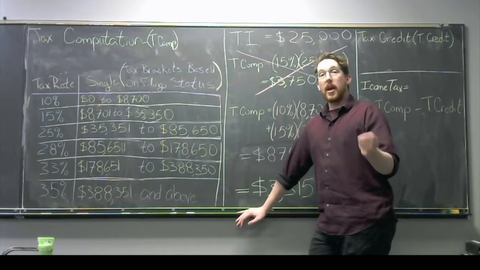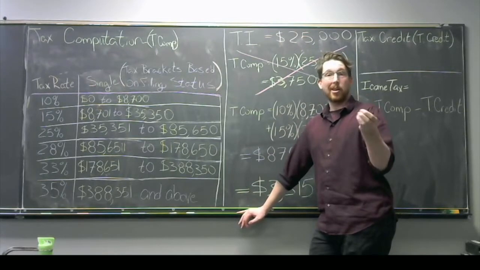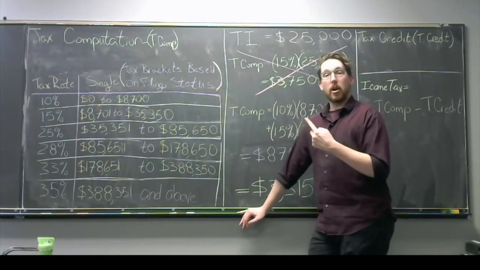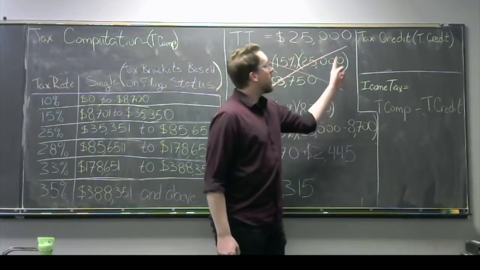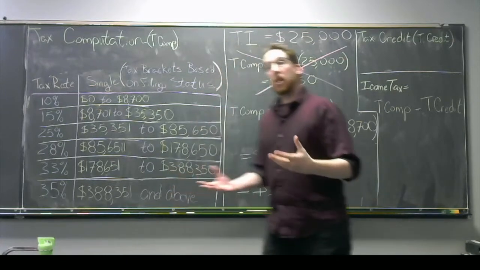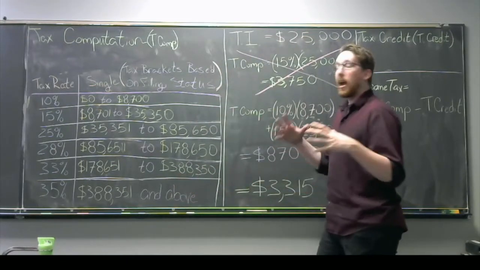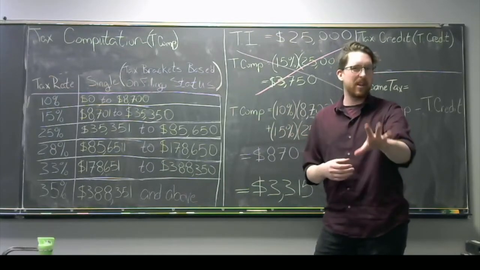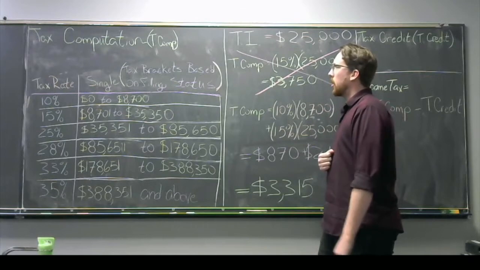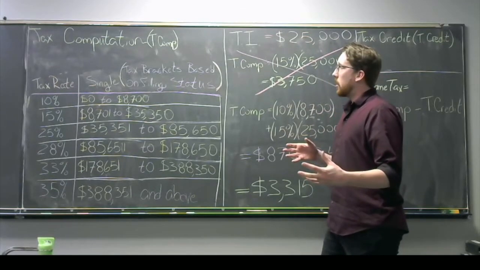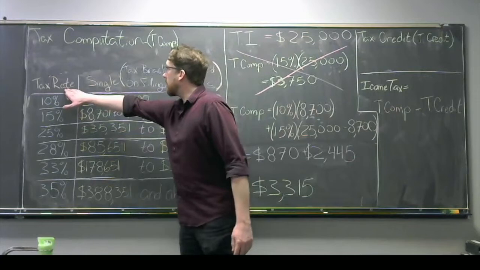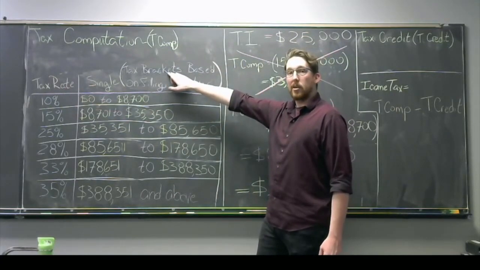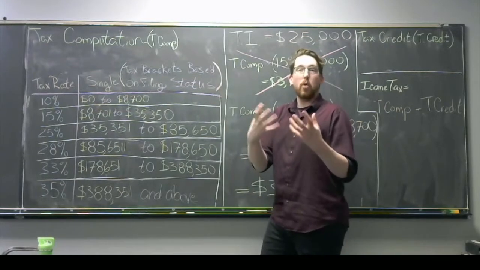Before we can move on and actually calculate what the final income tax is for an individual, there's 2 more things we need to go over. Tax computation and a tax credit. Tax computation is one of the last things we calculate, I should say. What it really is, is how we use tax rates and filing statuses combined with your tax brackets to calculate what you owe.